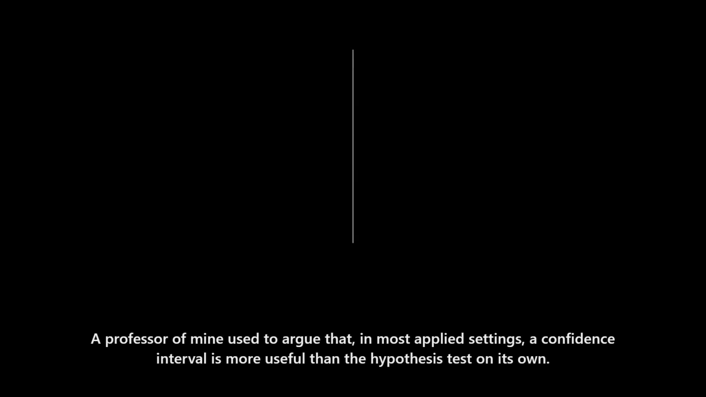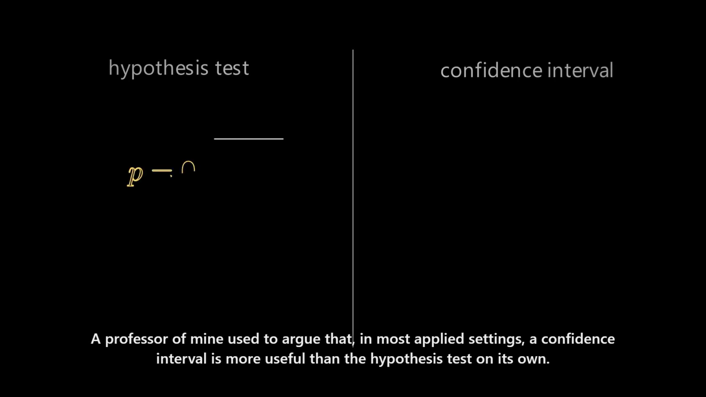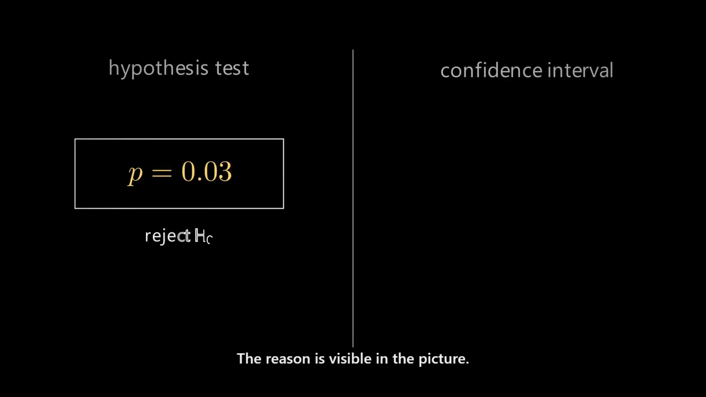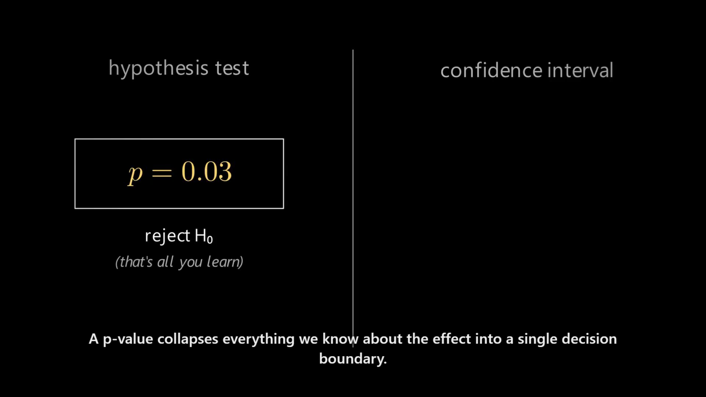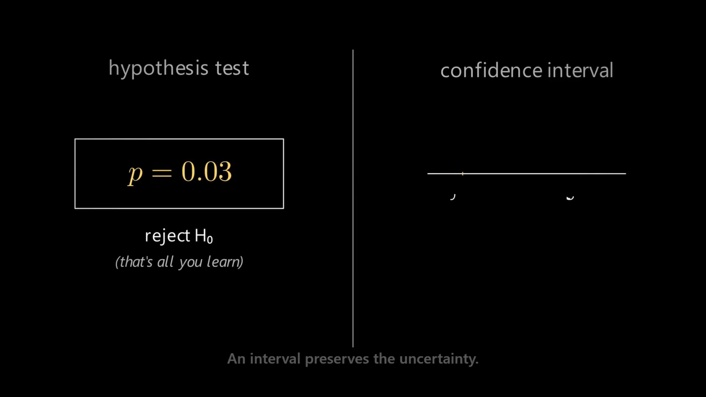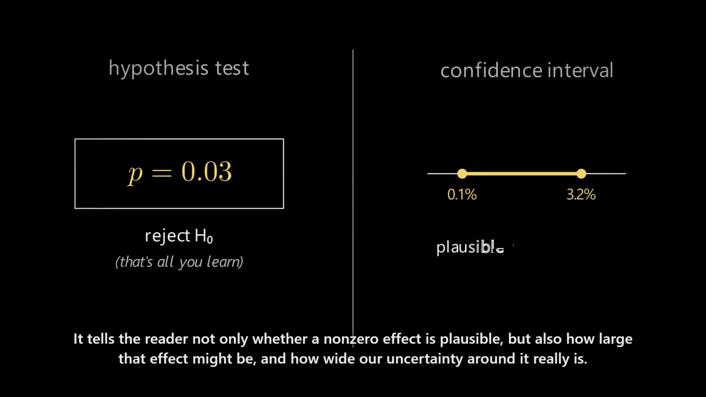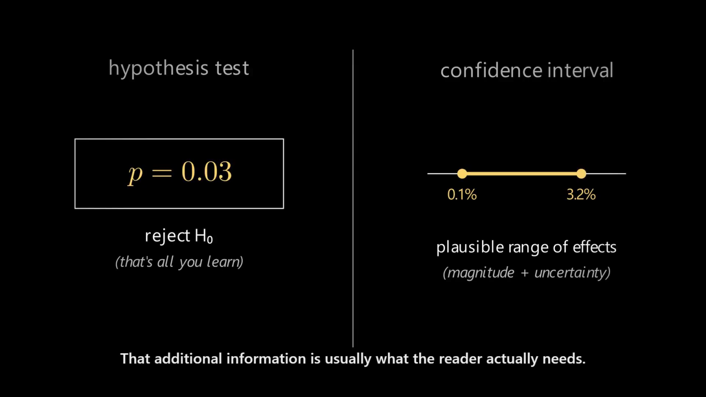A professor of mine used to argue that in most applied settings, a confidence interval is more useful than the hypothesis test on its own. The reason is visible in the picture. A p-value collapses everything we know about the effect into a single decision boundary. An interval preserves the uncertainty. It tells the reader not only whether a non-zero effect is plausible, but also how large that effect might be and how wide our uncertainty around it really is. That additional information is usually what the reader actually needs.